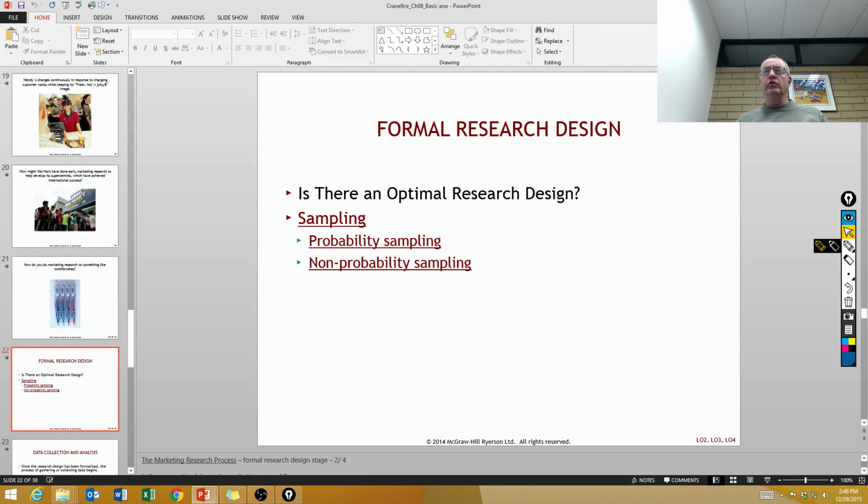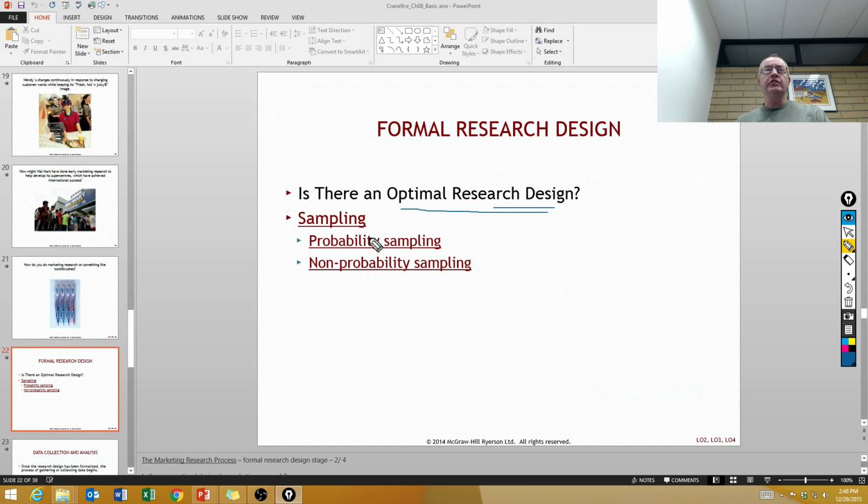Okay, so the book, we're coming to the end of the research design stage of the market research process. The book asks the question, is there an optimal design for marketing research? And the answer is no, because you need to select the method that best suits the particular problem or the particular issue that you have in mind, and the best method might also depend on the experience of the particular researcher that's conducting the research.